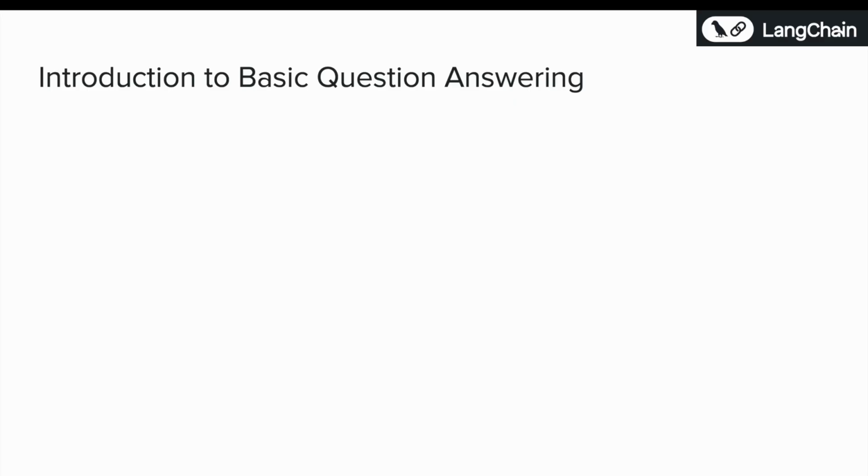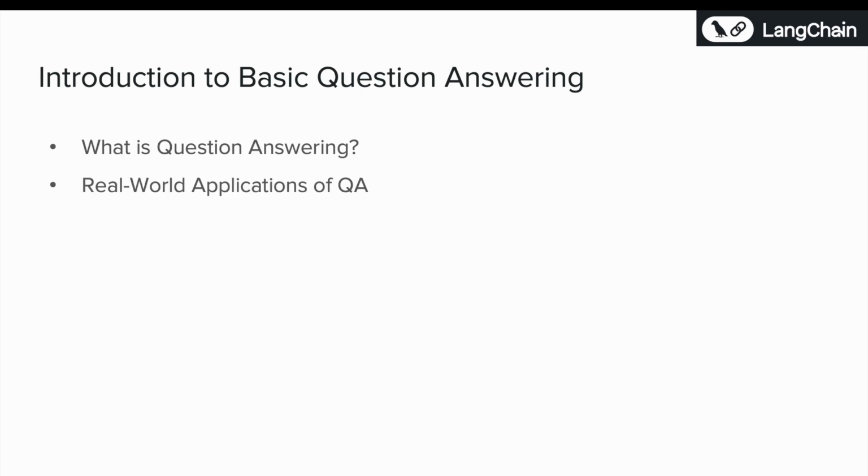Now, what is question answering? Question answering, or QA, is one of the most practical uses of language models. With QA, we can create applications that search through text and provide relevant answers based on the user's question. For example, if you have a paragraph about LangChain, the bot could answer questions like what is LangChain or what does LangChain help with?